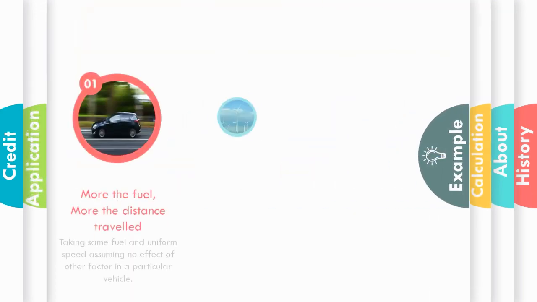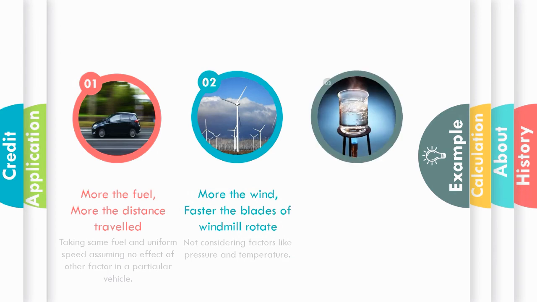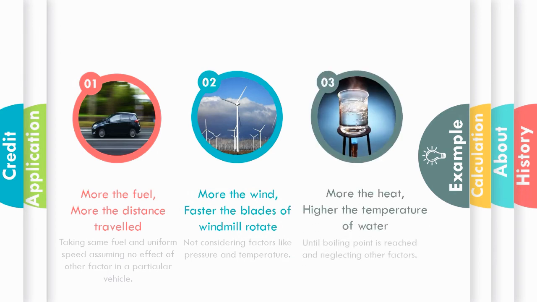Now, I will tell you about some real life examples. For the first example, let us consider a particular vehicle. We see in that more the fuel, more the distance traveled when we assume same fuel and uniform speed and consider no effect of other factor. Now, second example is about a windmill. Here, we observe more the wind, faster the blades of windmill rotates, not considering factors like pressure and temperature.